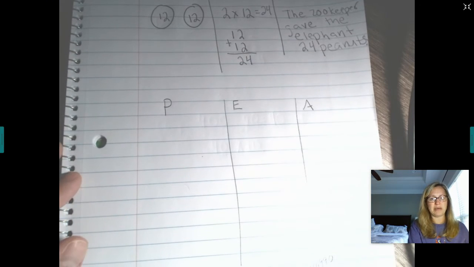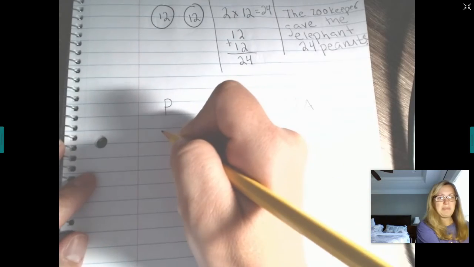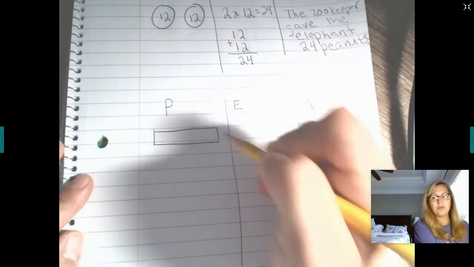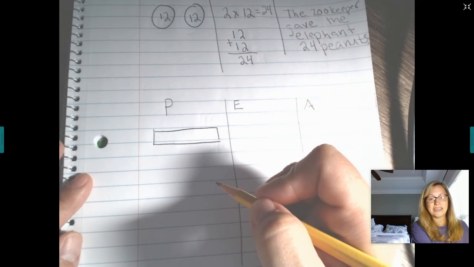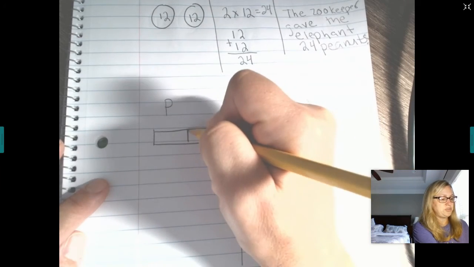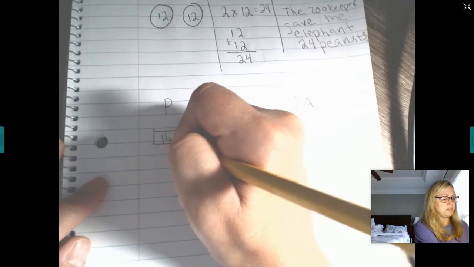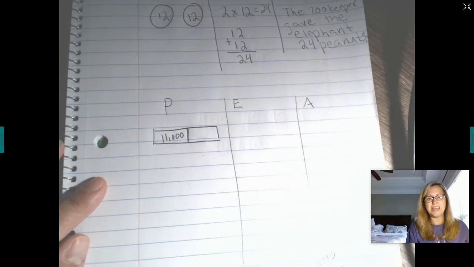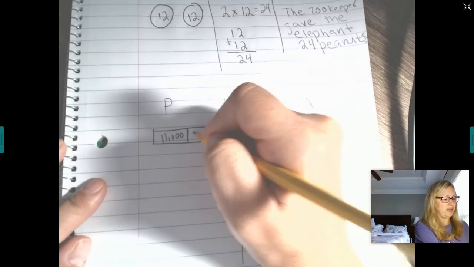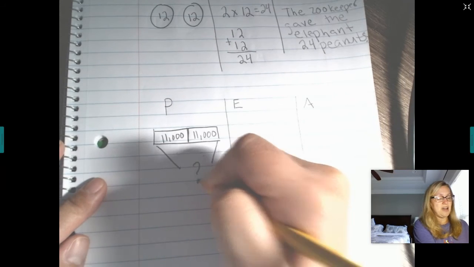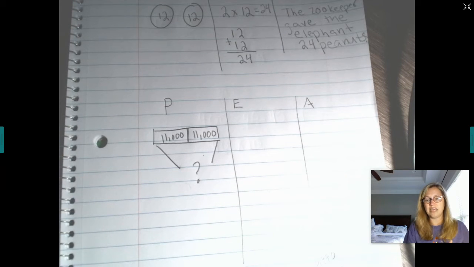All right, so I'm going to go back to my picture. On my picture, I'm going to draw a tape diagram. Remember, tape diagrams are good for adding and subtracting. I have 2 years, and each year costs the same amount to go to school. So remember, we already rounded to 11,000. So year 1 cost about 11,000, and year 2 cost about 11,000. So the question is, how much does it cost altogether?